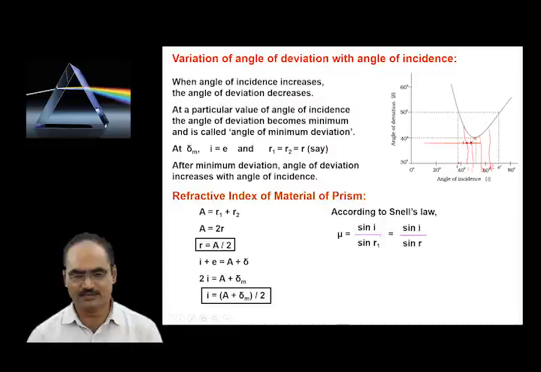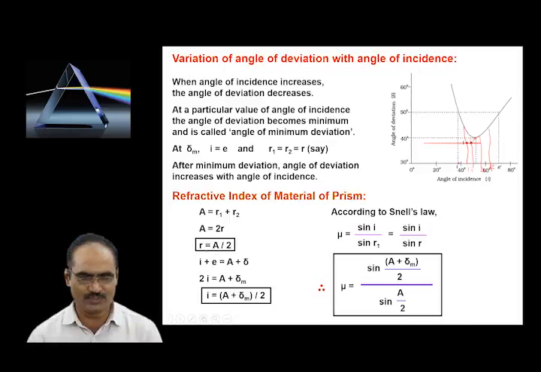Then using Snell's law, we can write mu is equal to sin I by sin R. Here you substitute R and I. Then you will get mu is equal to sin of (A plus delta M by 2) by sin A by 2. So this is the equation where mu is the refractive index. By using this equation, we can find the refractive index by knowing the angle of prism and the angle of minimum deviation.